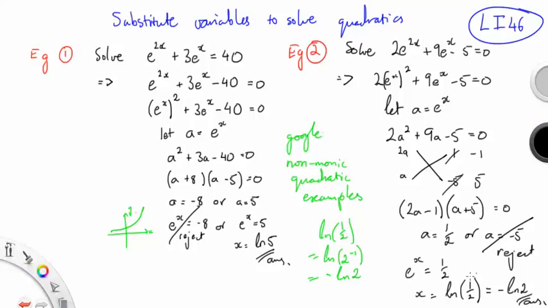Check it with CAS. So if you get a decimal answer, that's about negative 0.693. It would be something around 2 if you want to check that with your CAS.